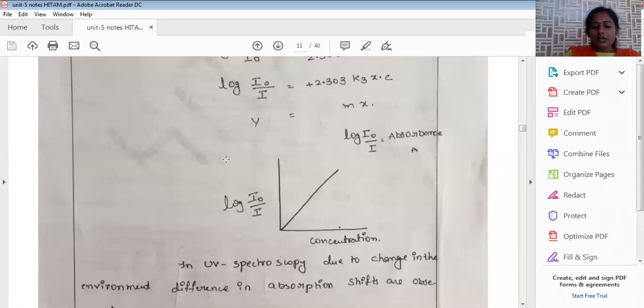Okay, so this is about Lambert-Beer's law. Let us give the definition for Lambert's law again. When monochromatic light is passed through the sample solution or absorbing medium, the decrease in the intensity of initial radiation is exponential with increasing thickness of the medium. As the thickness increases, the intensity decreases because more atoms are absorbing the light. That is called Lambert's law.